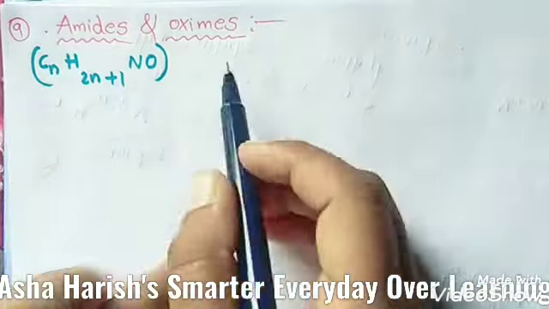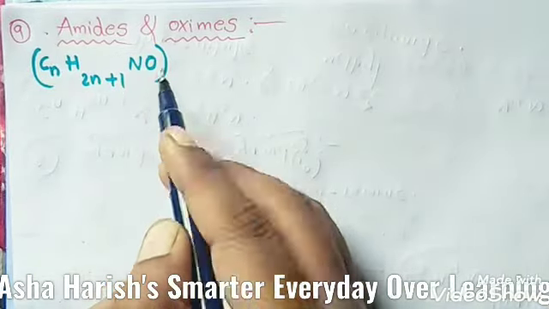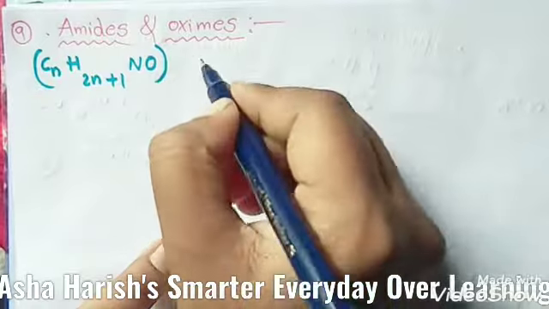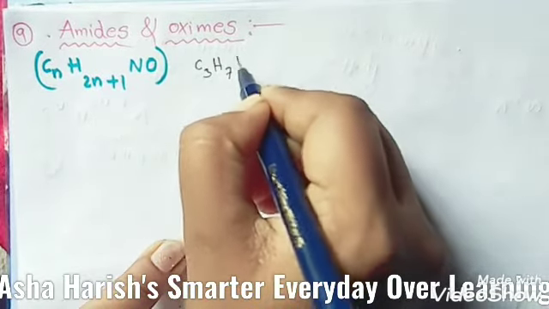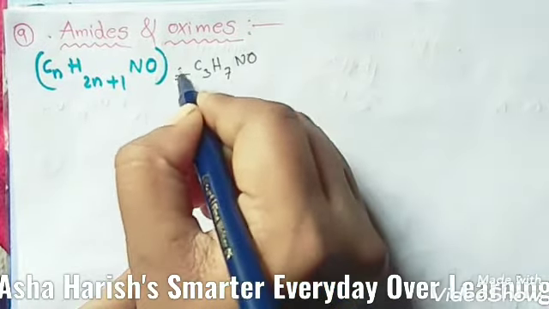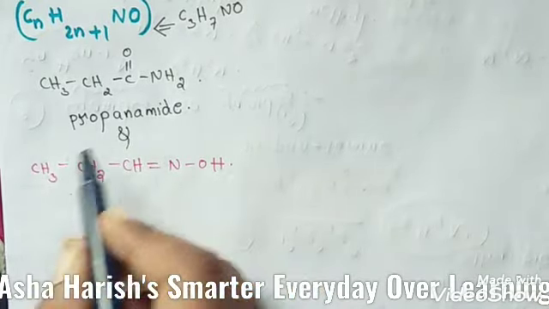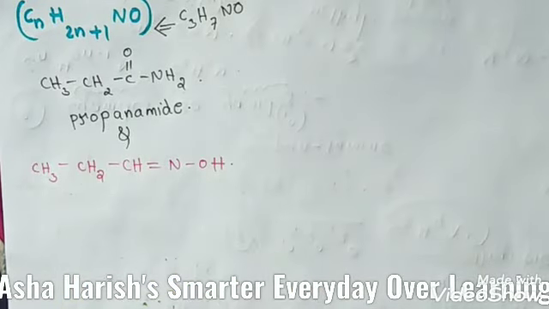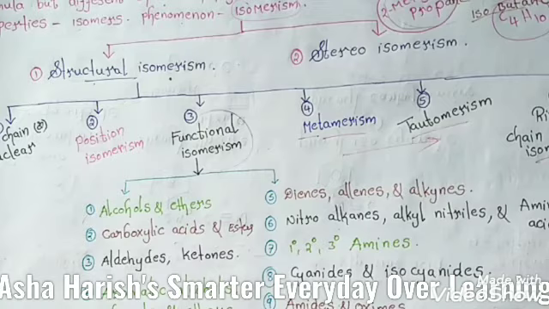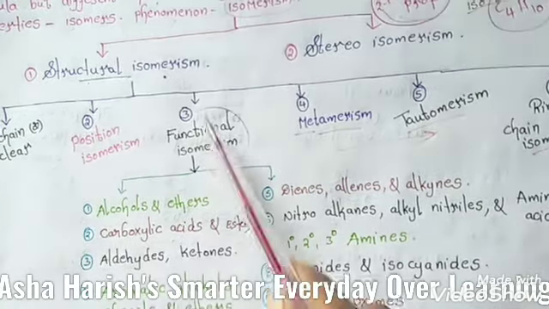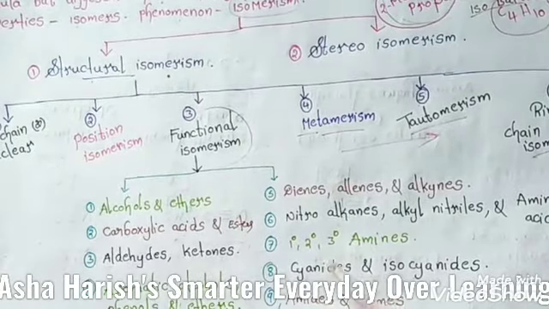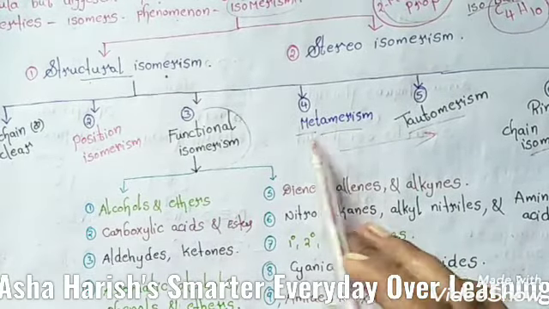Amides and oximes. Here the general formula is CnH2n+1NO. Okay, these show the functional isomerism. For example, C3H7NO according to this general formula represents the structure CH3CH2CONH2, propanamide. Here is the propanamide, and the next structure you have CH3CH2CH=NOH. This is called propanal oxime. This is about the third type. 9 categories we studied about this, and students, the next one is the fourth one, metamerism.